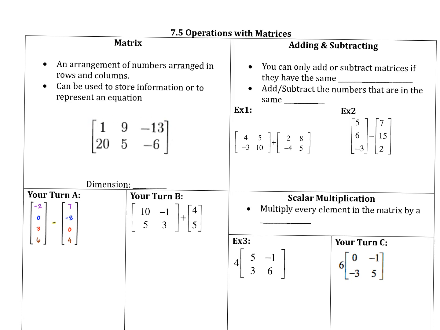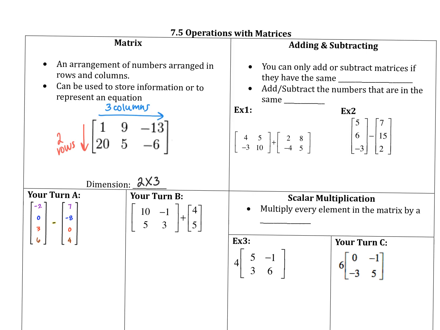We can talk about a matrix in terms of its dimension, and when we talk about dimension, we mean how many rows and columns does it have. This matrix has 2 rows and it has 3 columns, and therefore we call its dimension a 2 by 3 matrix. So we talk about the number of rows by the number of columns, so 2 by 3.